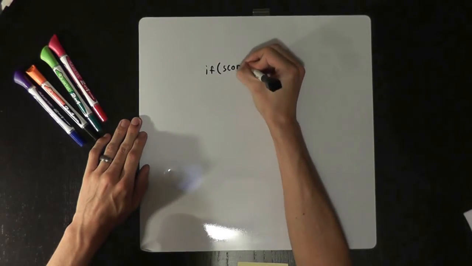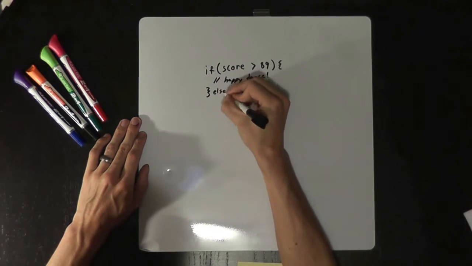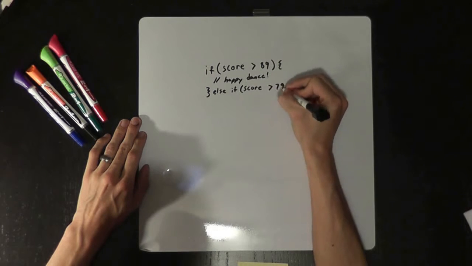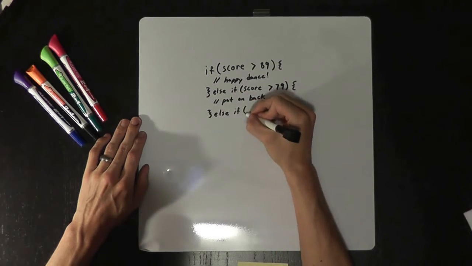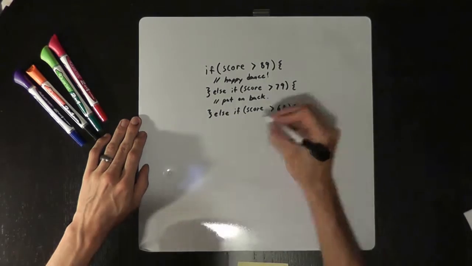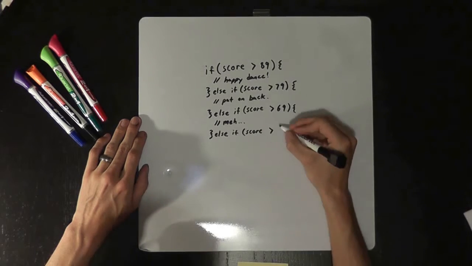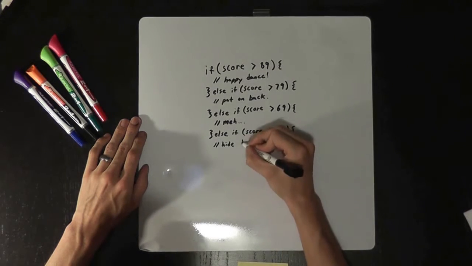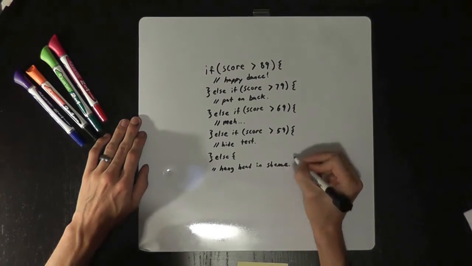But what if you wanted to get a little bit more detailed than that? I mean, celebrating over a D- kind of makes you look like an idiot. So how about we say, if score is greater than 89, then happy dance. Now we can say, else if score is greater than 79, pat self on back, and else if score is greater than 69, meh. Else if score is greater than 59, discreetly hide results from view, and here we can use the same else statement for hang head in shame.